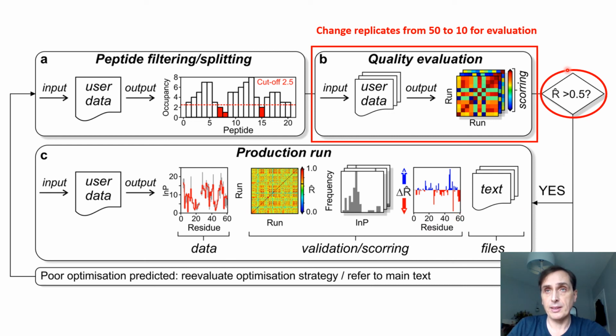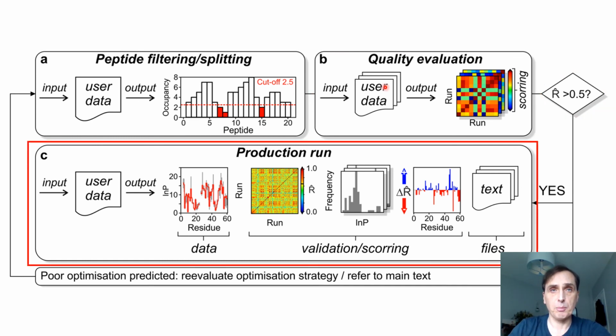But if a suitable R matrix score cannot be achieved at the evaluation phase, then it's necessary to go back to your original data, see if you can find more peptides in the experimental data, or if not, reacquire the data. And the only thing I want to say about that is that when you get down to a production run, obviously the recommended number of replicates is 50.